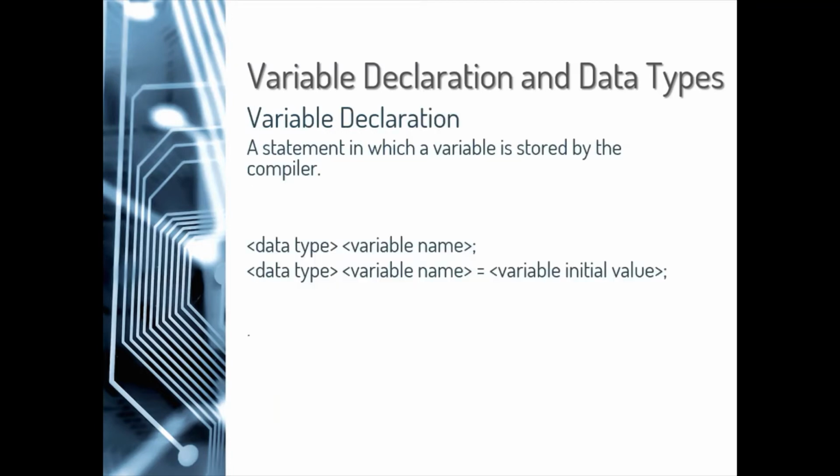Now, variable declaration, which I've already discussed. When you declare your variable, first comes the data type, then a space, and then the variable name, and then the semicolon. If, for example, you want to give it a value right away, that is also possible. You can assign a value upon declaring: the data type, space, variable name, and then the initial value of your variable.